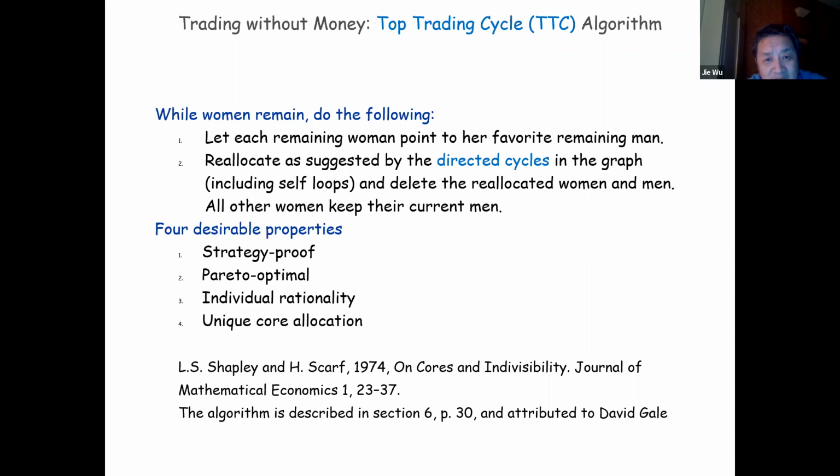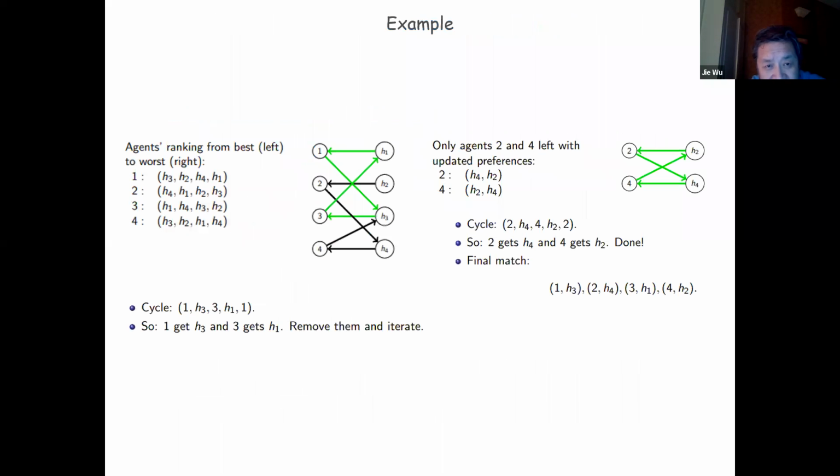Okay, so let's just look at the algorithm. The algorithm turns out to be very simple and very natural. Just let each remaining woman, I say remaining because initially everyone participates, point to her favorite remaining man. Initially all the men are in there. Reallocate as suggested by the directed cycle. We'll talk about directed cycles later, including self loops. And delete the reallocated woman or man, while the others keep their current man. Just continue.